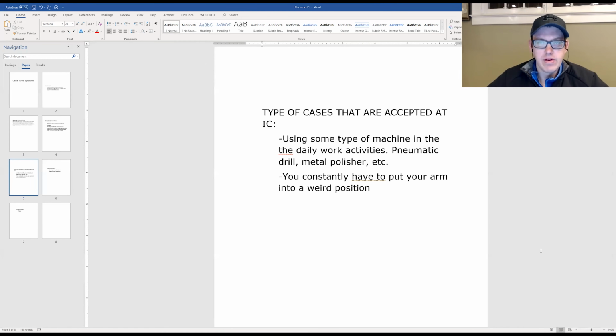So fact patterns, if you have carpal tunnel syndrome, a lot of times the IC, and when I say IC, I mean Industrial Commission, likes to see some type of machine being used. So you're operating some machine, and it's not a one-off thing, like once a week. It's daily use, it's hourly use, you're constantly using this machine, whether it's a pneumatic drill or a metal polisher, something that has a vibratory effect on the affected arm, and it's just constant. That's day in and day out, you're using this machine.